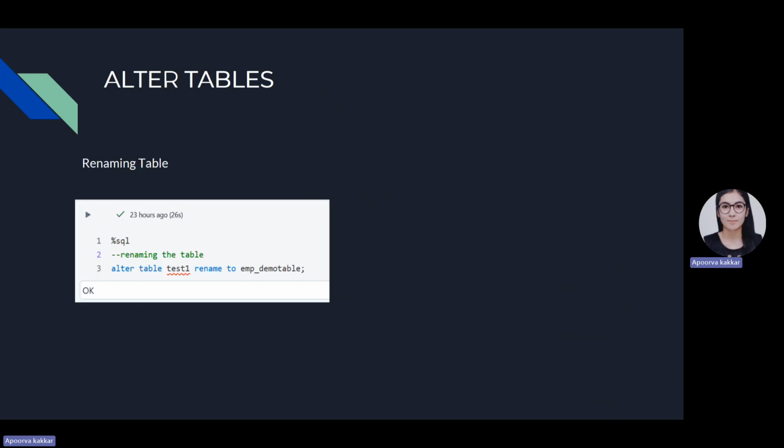Then there are the ALTER TABLE commands. We can alter our table by renaming it or by adding a new column to it. For renaming our table, we can write ALTER TABLE, the name of the table, that is test1, RENAME TO, the new name of the table, that is employee demo table. And we can add a column. Let us suppose I want to add a new column, say age, with the data type integer, to my previous table, whose name is employee demo table.